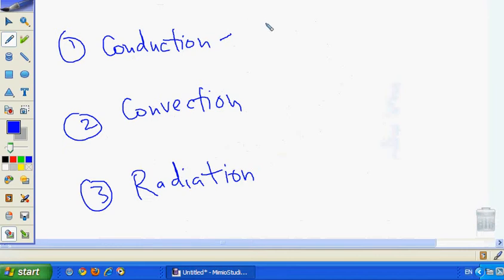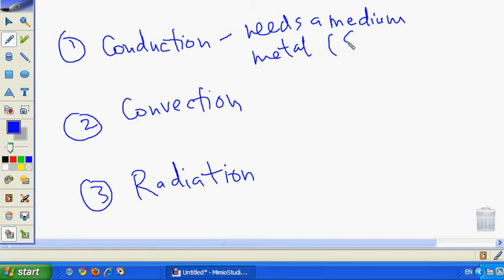Conduction needs a medium. It's usually talking about a material, for example, a metal spoon. It's a solid, so there must be some physical touch. So the keyword here is touch.